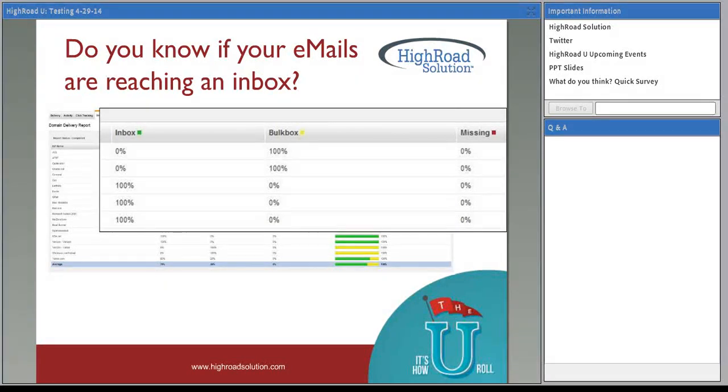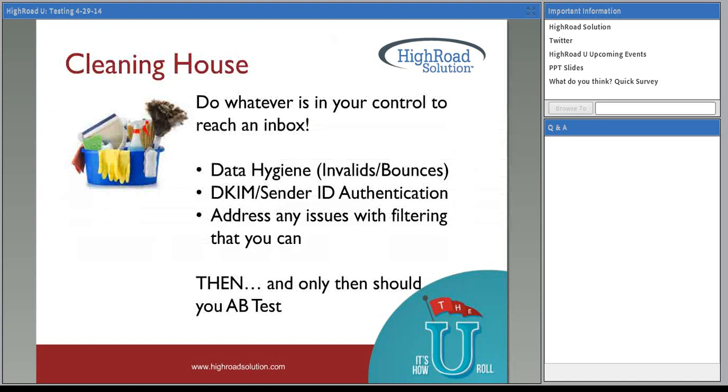Authentication is treated differently by the different free email platforms out there. So for instance, Gmail relies heavily on DKIM. Yahoo might rely more on Sender ID and SPF. So if you have all of them, you're doing what you can. Do whatever is in your control to reach an inbox. Obviously, there's going to be elements that are out of your control, but do everything that's in your control. So data hygiene, manage invalid bounces, DKIM, Sender ID authentication, as well as DMARC.